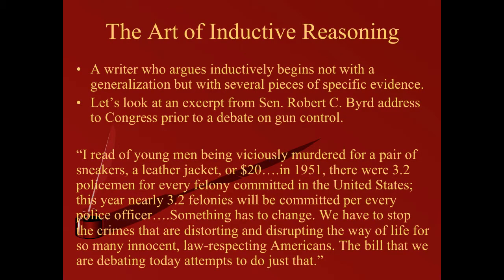A writer who argues inductively begins not with a generalization, but with several pieces of specific evidence. So let's look at an excerpt from Senator Robert Byrd in his address to Congress prior to a debate on gun control. "I read of young men being viciously murdered for a pair of sneakers, a leather jacket, or $20. In 1951, there were 3.2 policemen for every felony committed in the United States. This year, nearly 3.2 felonies will be committed per every police officer. Something has to change. We have to stop the crimes that are distorting and disrupting the way of life for so many innocent, law-respecting Americans. The bill that we are debating today attempts to do just that."